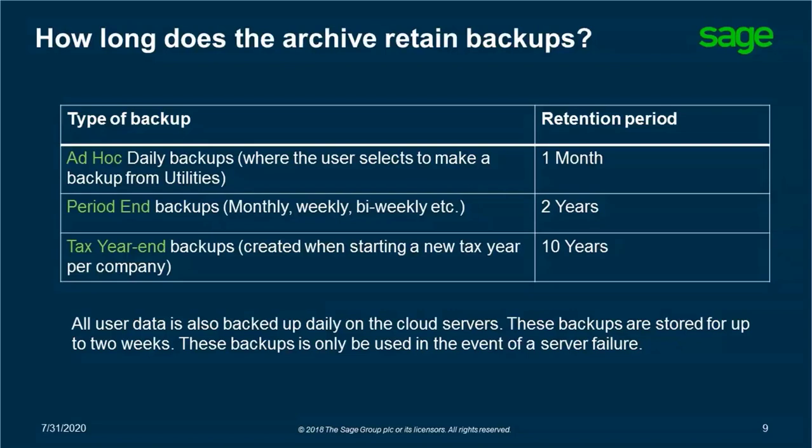The period end backups will be the ones before you do a start of period to a new month or week or bi-week. These are called the period end backups. They are retained for 2 years. So you will have access to restore them for 2 years. The tax year end backups, which will be the final backups for the tax year, are created when you start a new tax year, when you roll into a new tax year in a new month. These backups will be retained for 10 years.